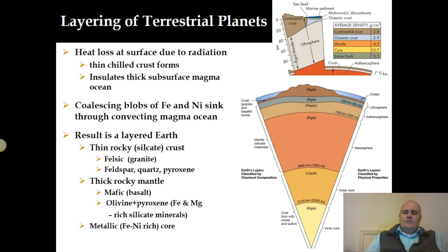So the lithosphere, asthenosphere, mesosphere, outer core, and inner core is based off of physical properties, whereas the crust, mantle, and core is based off of chemical processes. Both of those names are important things you should know and to have an understanding of.